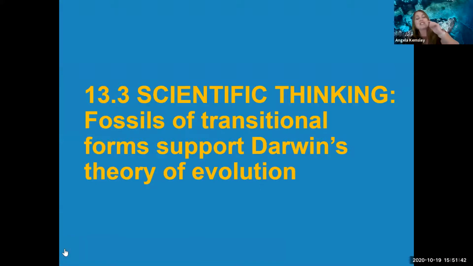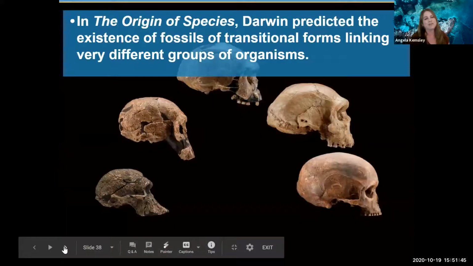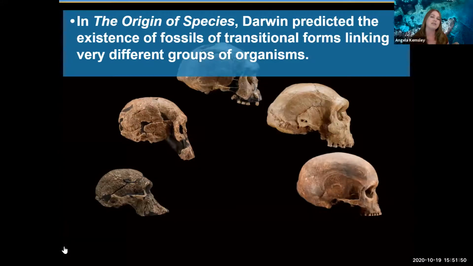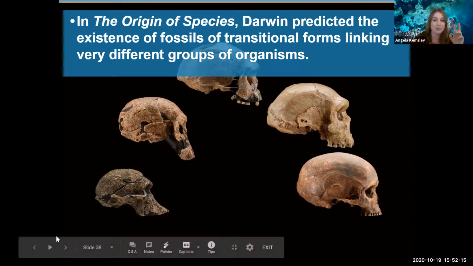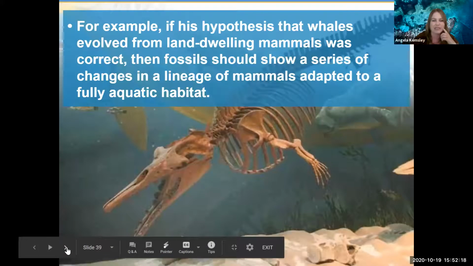But fossils of transitional forms support Darwin's theory of evolution. So in The Origin of Species, Darwin predicted the existence of fossils of what we call transitional forms, linking different groups of organisms. And this is what you've probably heard referred to as the missing link. So we have species A and species B, and we think that they're related, but there was probably something in between those two species. And so Darwin predicted that these transitional forms would exist. And we have found many of them. So we do often find missing links, which helps us to piece things together.